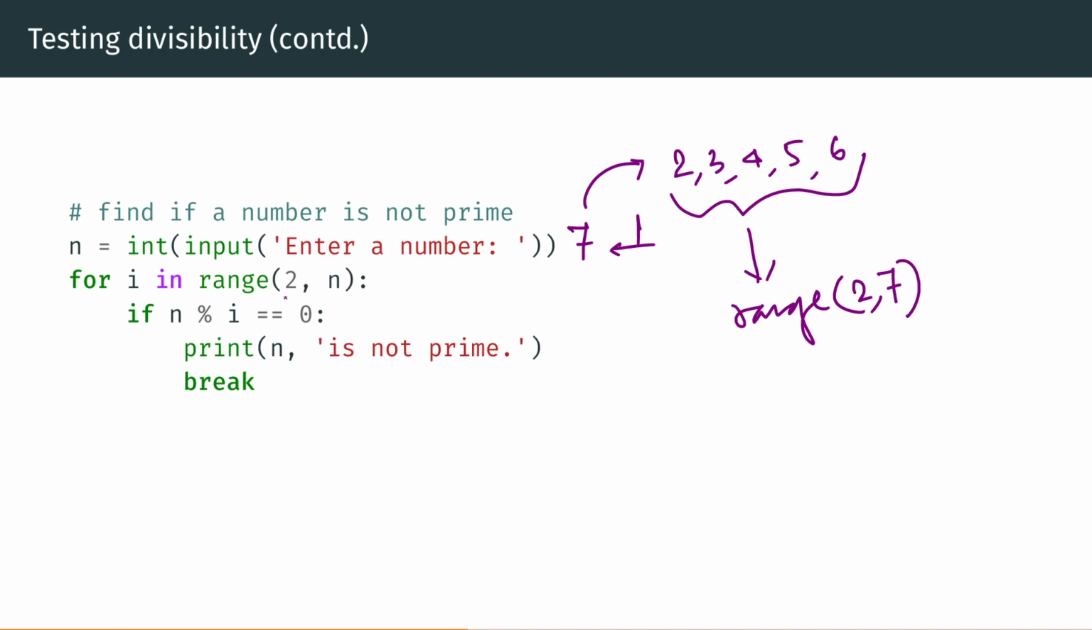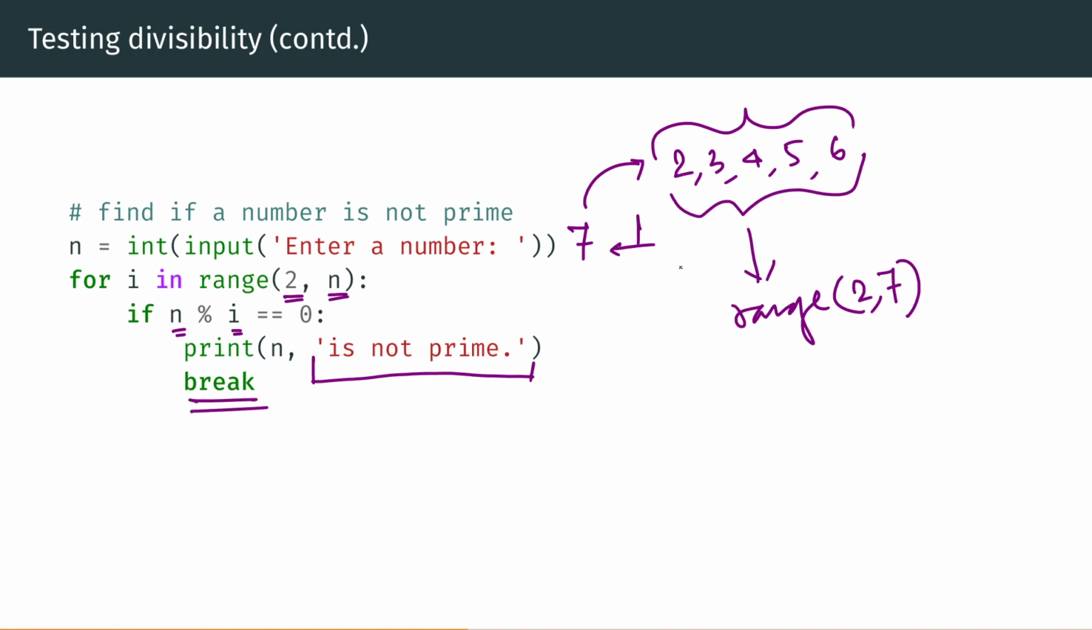And that's what's happening here, right? This n is 7 because that's what I entered. So for every value in the range of 2 through 6, or 2 through 7, not including 7, we check if the number that I entered, 7, is divisible by that number in the range or not. If it is divisible, I can say for sure that it is definitely not prime. I don't need to move ahead, so I break out of that loop.